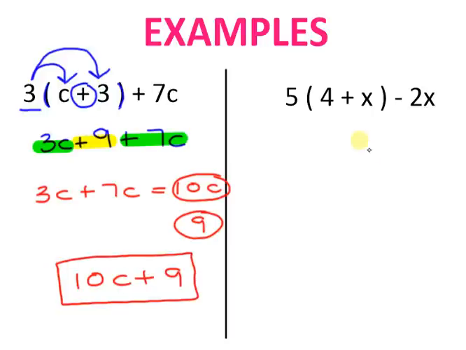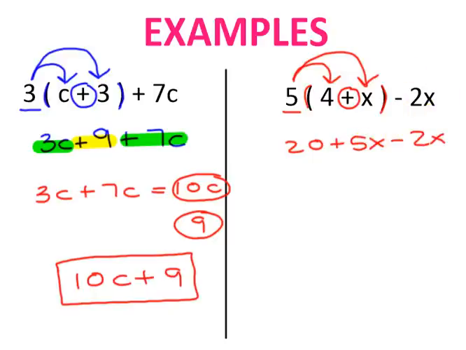All right, let's try another problem. Step one, find your parentheses. Here they are. Step two, where's the number right outside of them? Right here. Let's distribute. 5 times 4 is 20. Bring down your operation, which is plus. Distribute again. 5 times x is 5x. Now bring down the rest of the problem, minus 2x.